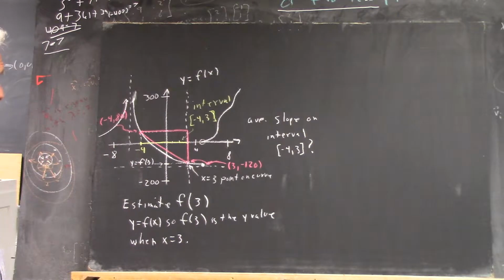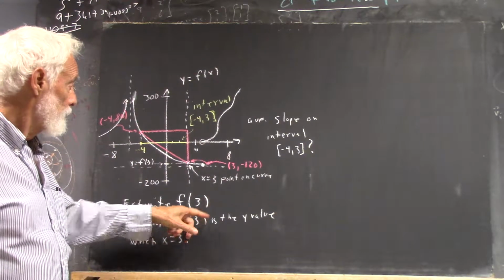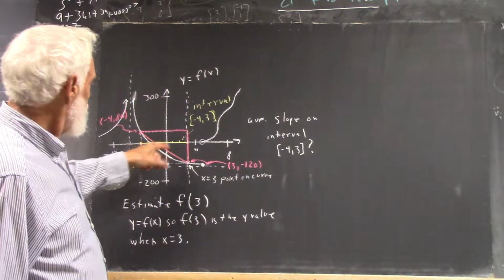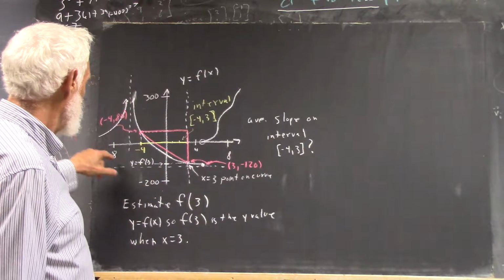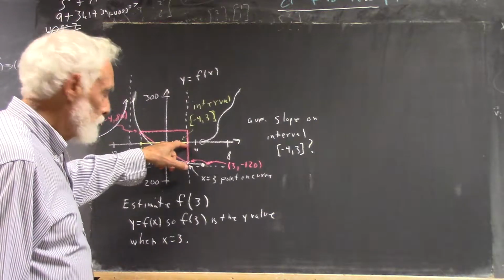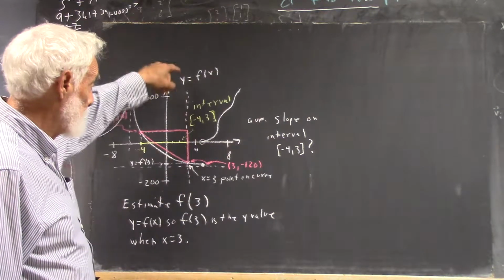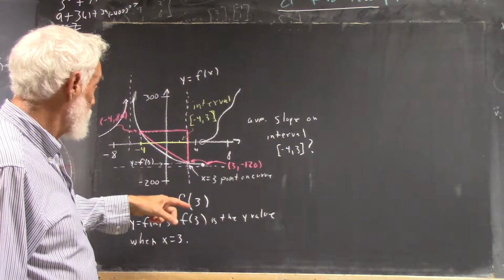What we need to do, first of all, we ask you to estimate f of 3. Well, how do you estimate f of 3? Well, you go over here. We've got a scale on the graph. Okay, negative 200 to 300, negative 8 to 8. We find x equals 3. Now x equals 3 everywhere on this vertical line. Okay? Every point in this vertical line, the x-coordinate is 3.